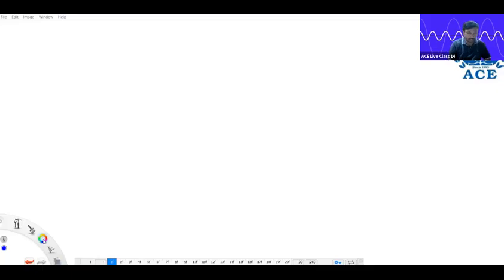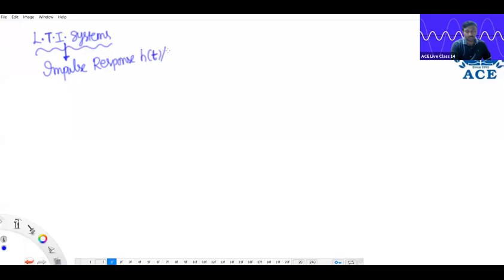Yesterday, we completed the classification of systems. After that, we started with the concept of LTI systems, linear time invariant. The first point we checked here is what? Any LTI system is always described with impulse response, denoted as h of t or h of n. Whenever the input is impulse function, we are naming the respective output as impulse response. Input impulse, output called as impulse response.